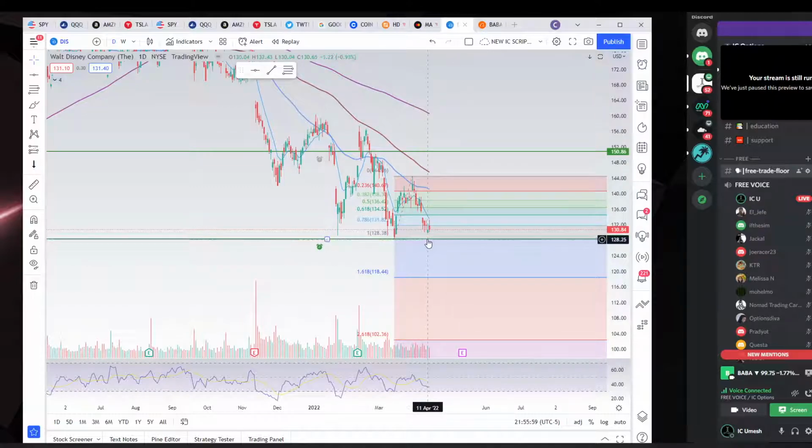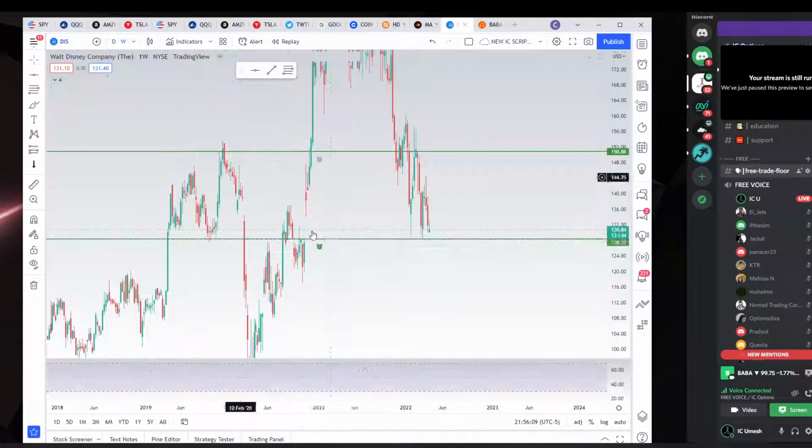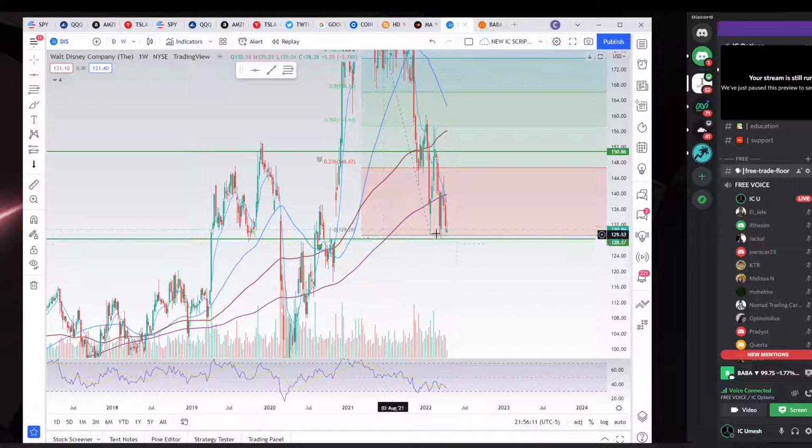So 128, if you're playing options a couple months out on this one, keep your stop loss below 128 and you can swing some calls on this one too. It's really nice. I was looking at this weekly too and definitely worth keeping an eye on. It's a decent support right here.